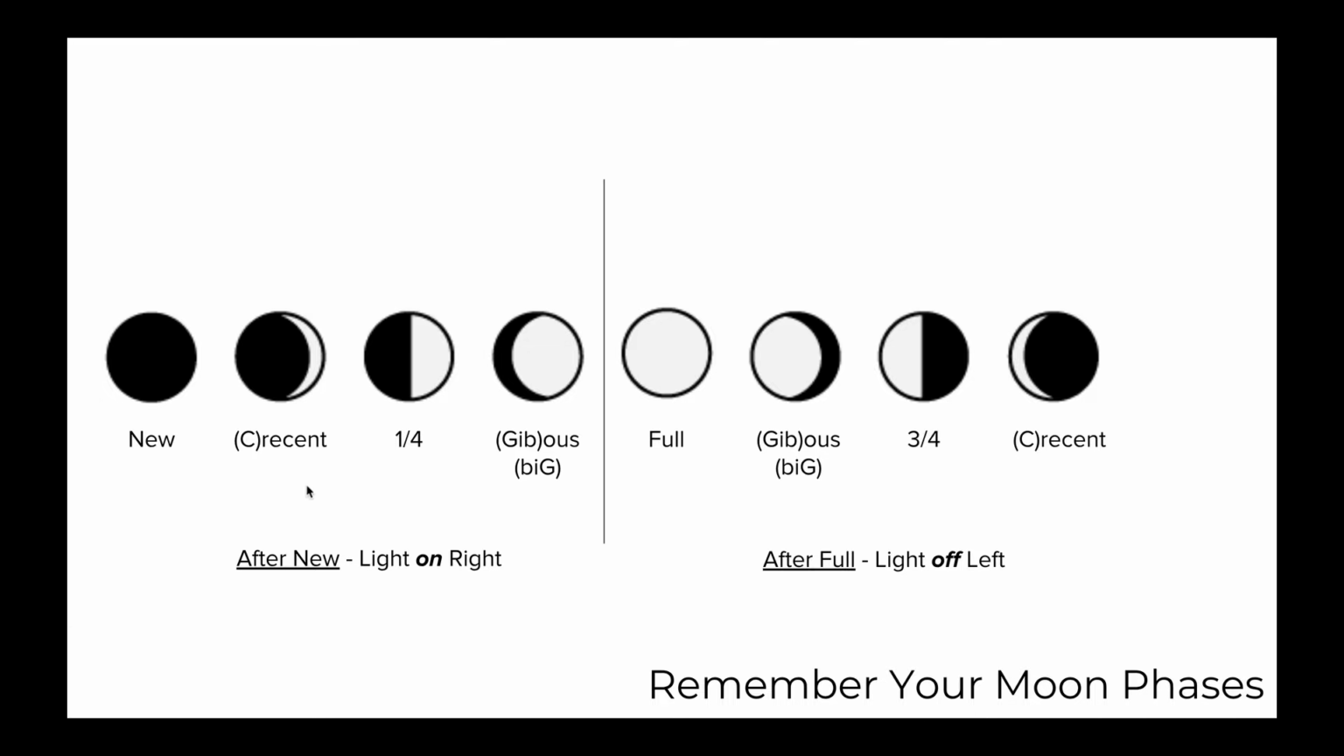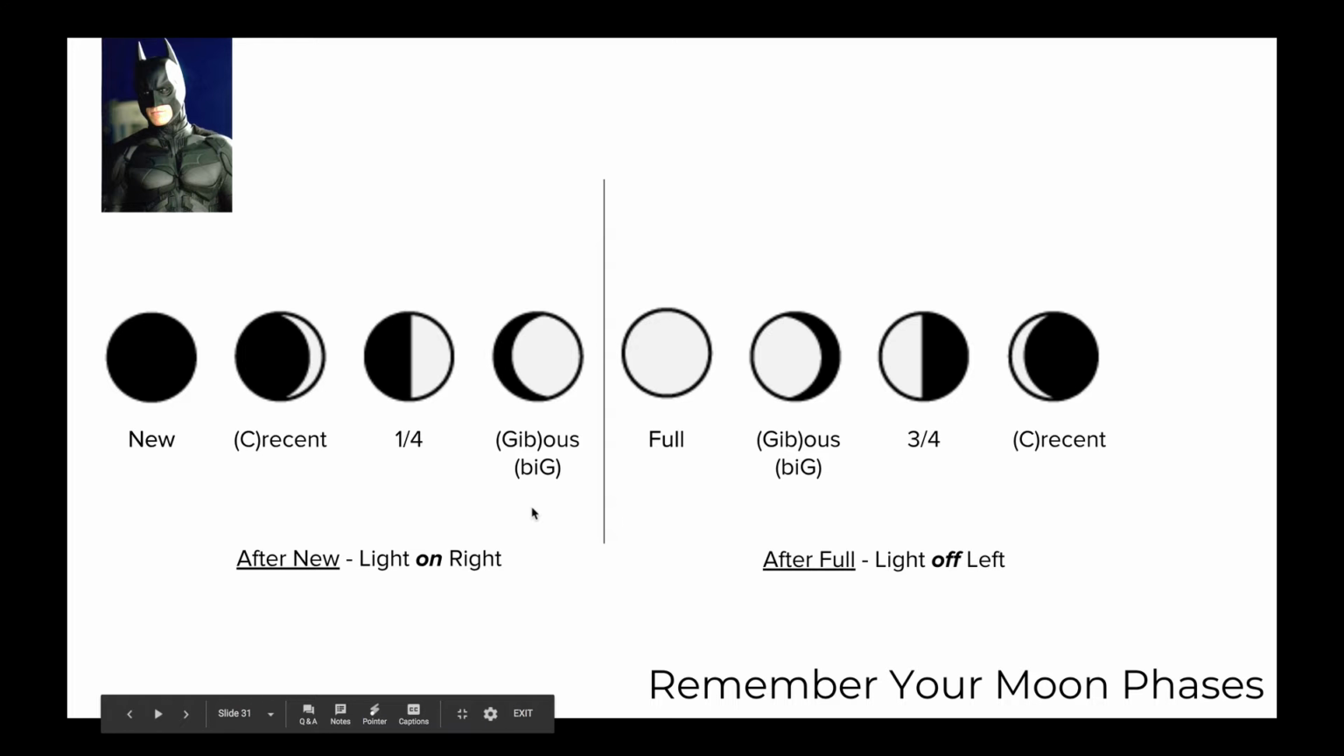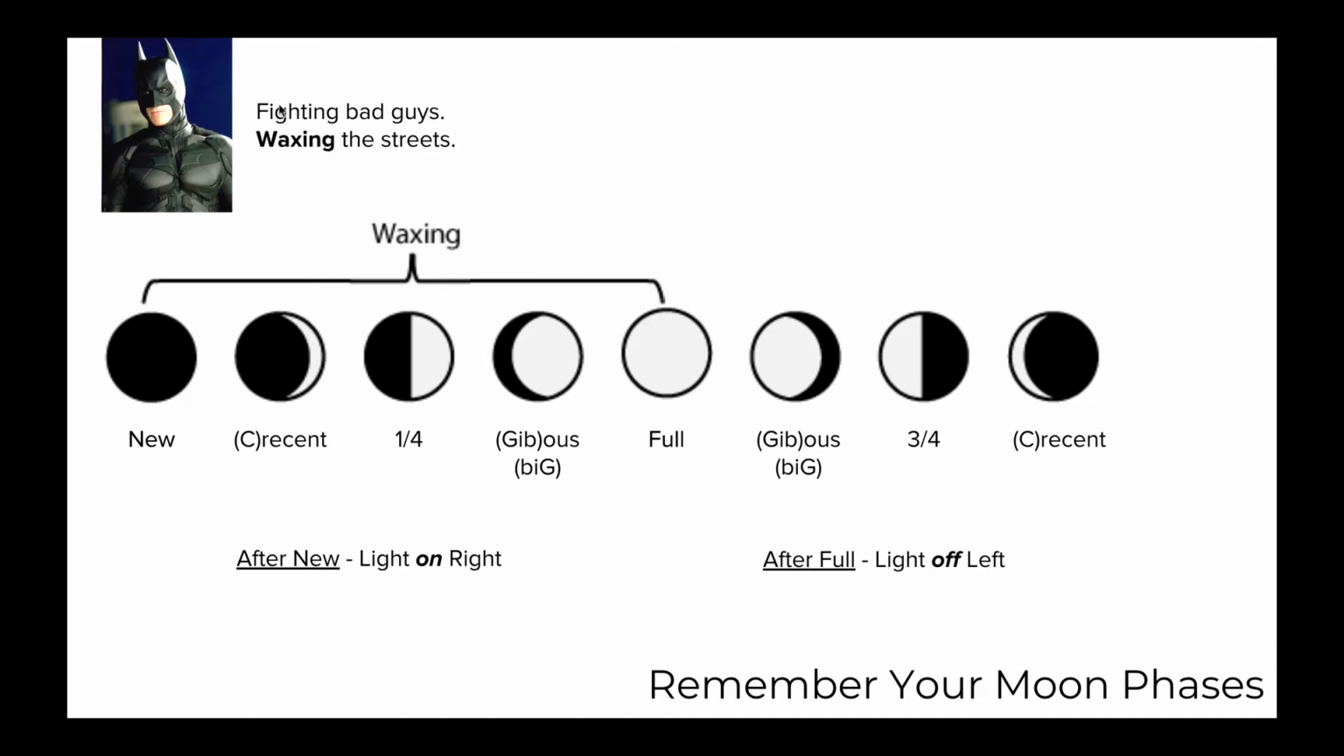The final area that students tend to struggle is with remembering which moons are waxing and which are waning. And to help with that, I'll use an illustration that my buddy Mr. Poku shows his kids using Batman. Batman comes out onto the streets when they're dark and full of crime, during the new moon phase. You know what Batman does when he comes out, right? He waxes the streets. He's getting rid of bad guys. He's waxing the streets of bad guys. The streets are becoming brighter and brighter. This aligns with the moon phases.